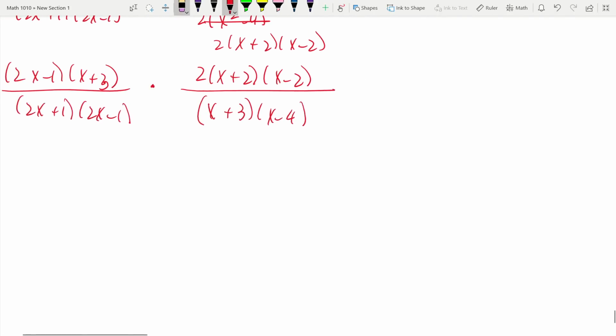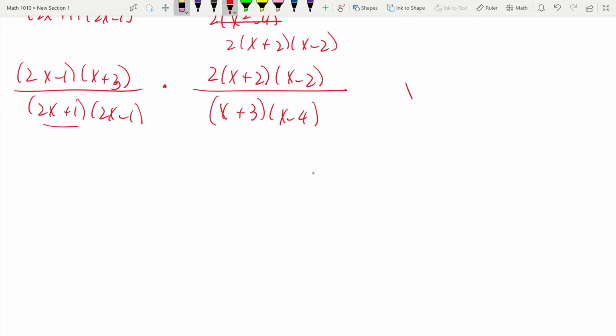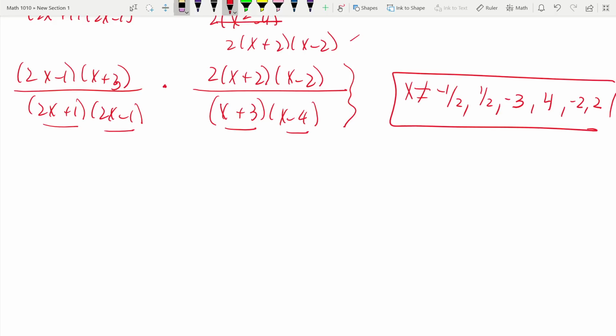Okay, now I'm going to read restrictions. 2x minus 1 gives me a restriction of negative 1/2. 2x minus 1 gives me a restriction of positive 1/2. X plus 3 gives me a restriction of negative 3. X minus 4 gives me a restriction of positive 4. I have more restrictions because this is the guy that I flipped upside down, so the top and the bottom are restrictions, again, because the top was really the bottom before, right? So the 2 gives me nothing, the plus 2 gives me a minus 2, the minus 2 gives me a plus 2, and there are my restrictions, okay?